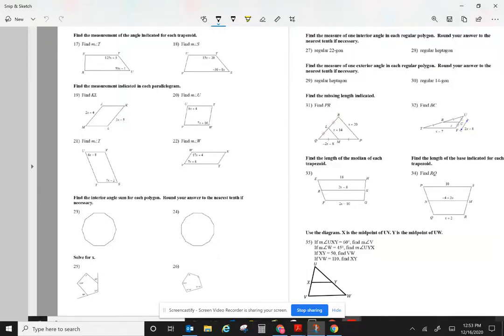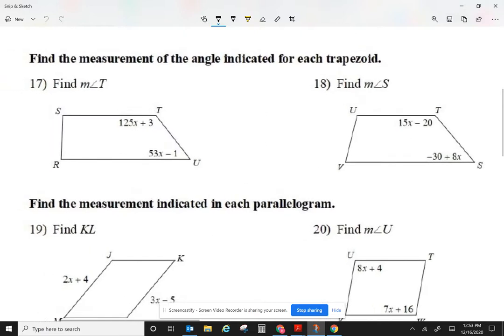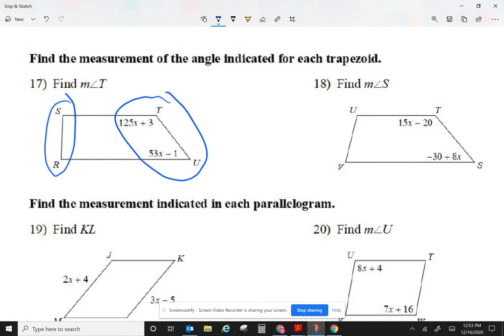All right, we gotta start reviewing for our test. Let's talk about trapezoids. One interesting part of trapezoids is that as long as I have the parallel sides up and down, going horizontal, the two angles on the left side must add up to 180. We also know that the two angles on the right side must add up to 180.